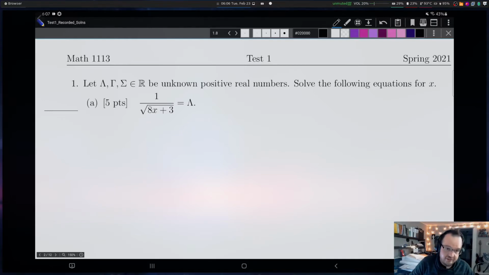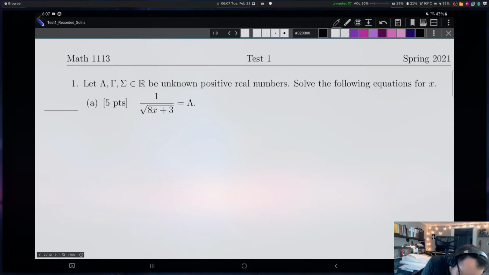So we have this equation 1 divided by root x plus 3 is equal to lambda, and we want to free that x from under there. Okay, so the first thing to do here is I would think about trying to clear denominators. It's always a good idea. Usually a good idea. In this case, I think it'll work.